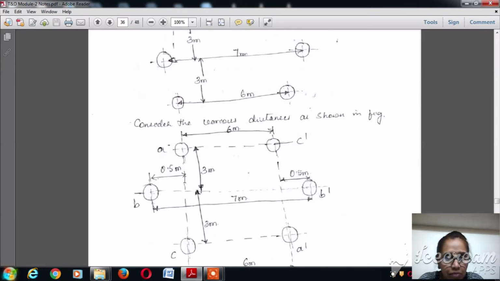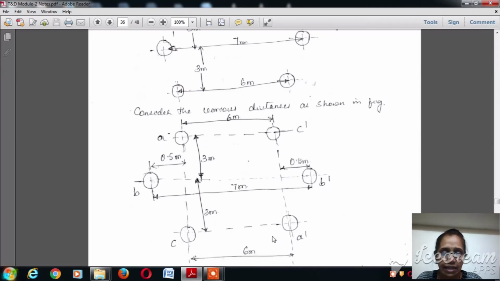And from here, since this is 7 meters, if we plot this as 6 meters, from this 6 meter line, we have got 0.5 meters this side and 0.5 meters this side. So on either side of the transmission line, BB dash is 7 meters, AC dash is 6 meters, and then the CA dash is also 6 meters.